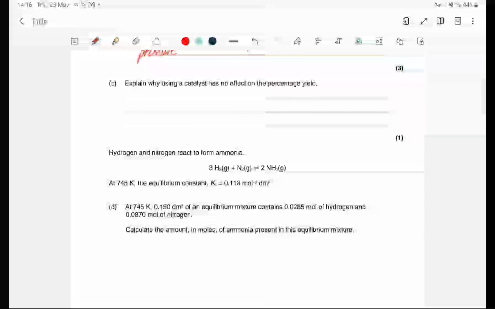If they don't change, there's no position of equilibrium shift, or if they both change but they change by the same amount, you don't get a shift in equilibrium. And that last one is the one that matters here. So yes, a catalyst will increase the rate of reaction, but because it increases the forward rate of reaction and the backwards rate of reaction the same amount as each other, there's no shift in the position of equilibrium.